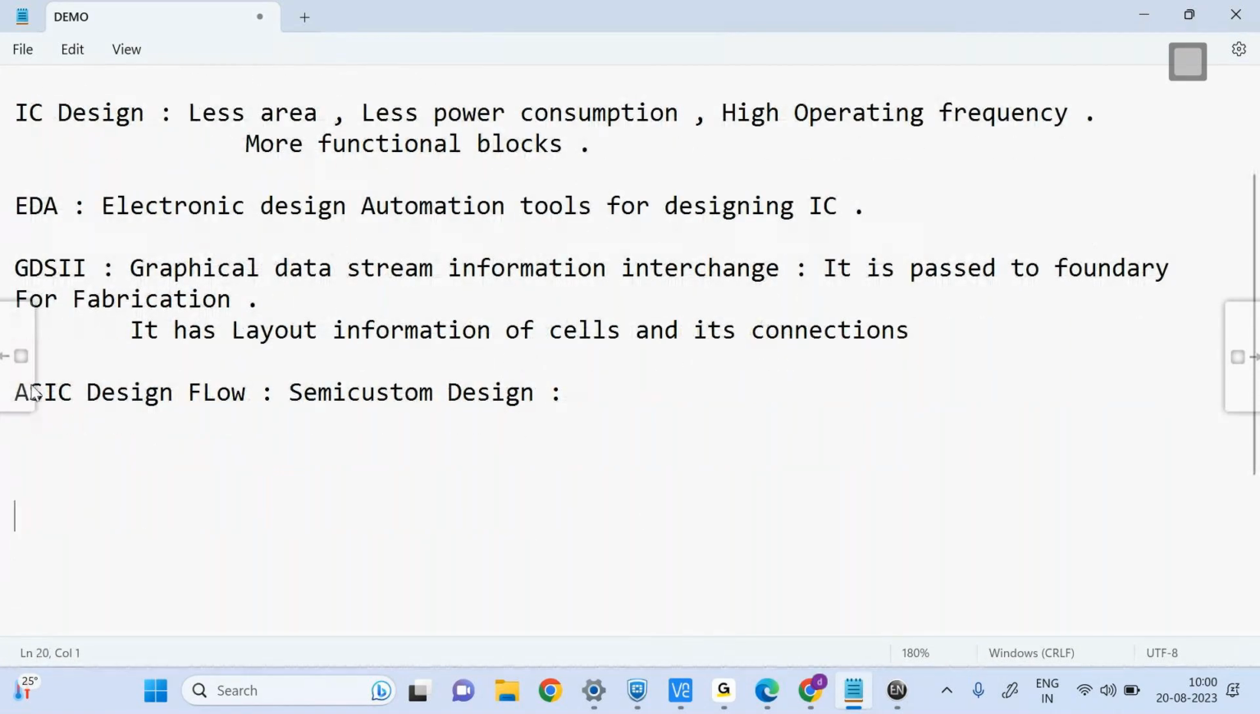First, the ASIC design flow starts with specification. Specification of the IC. When any company starts designing an IC, they should take the specification from their client. They have to take the specification. What is the requirement? You want the IC for what purpose, sir? So what is the specification? You have to take what functional blocks are required in your IC.